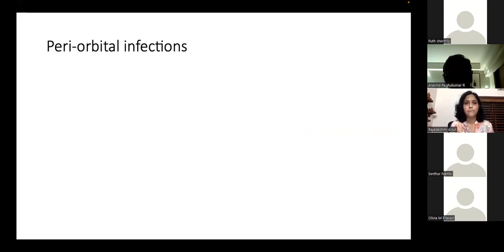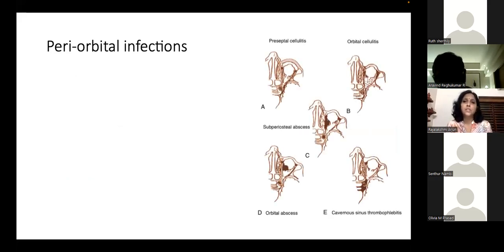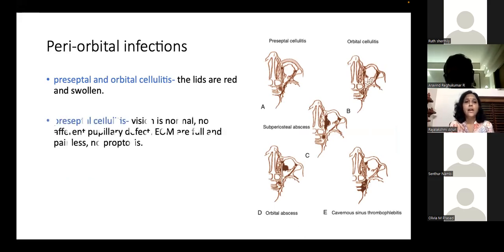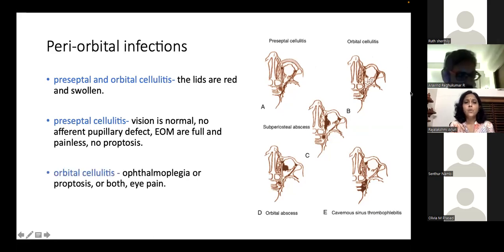Coming to the next common problem that we may see as an inpatient is preseptal cellulitis and orbital cellulitis. These are considered emergencies because they present with a red and swollen eye. To differentiate between these two, in preseptal cellulitis usually the vision is normal because the area affected is anterior. There is no afferent pupillary defect. The movement of the eye is normal and it is a painless eye, no proptosis. Whereas in orbital cellulitis, there is ophthalmoplegia because the extraocular muscles are involved, and there is proptosis, and they may present with eye pain.